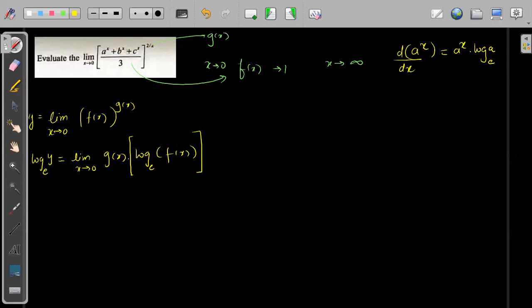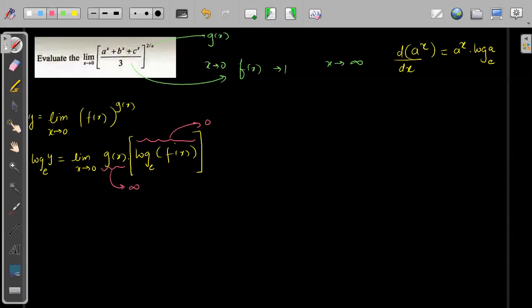Now see, this inside part is tending to 1. So as f of x tends to 1, this whole log thing tends to 0. And this is multiplied with g of x. As x tends to 0, g of x tends to infinity.